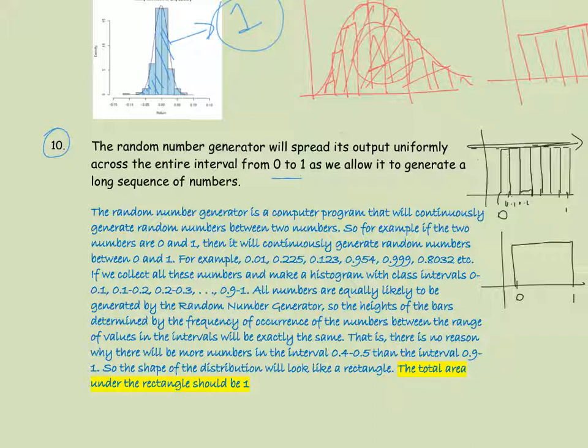But the important thing about a probability density curve is the total area under the curve is equal to 1. So if you think about it, the base is 1, the area is 1, so area is equal to base times height.